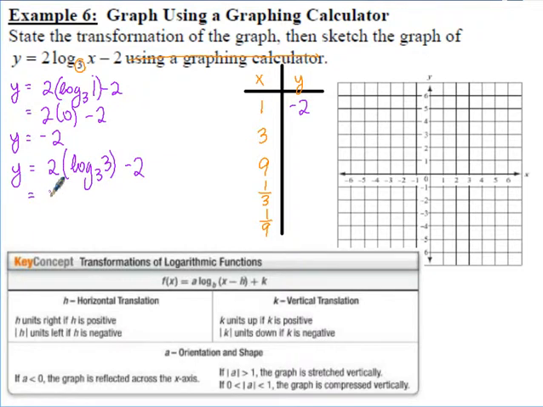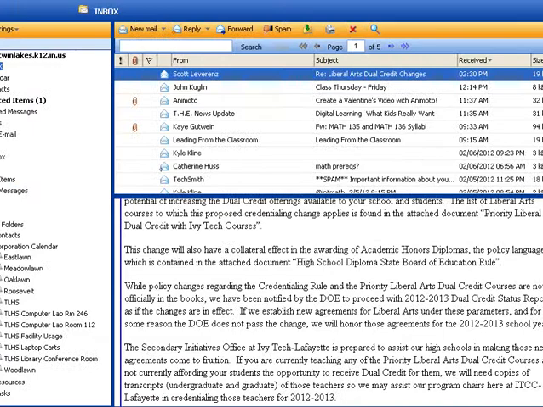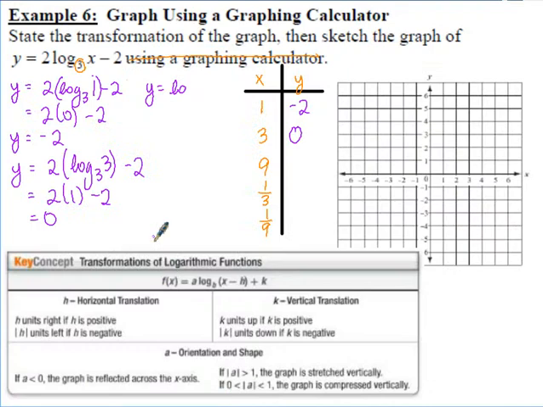Plug in a 9. And you're going to get 2 times the log base 3 of 9 minus 2. Well, this ends up being 2. 3 squared gives you a 9, so this is going to be a 2. Minus 2 gives you 2.